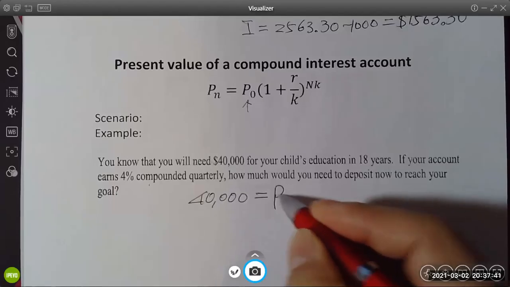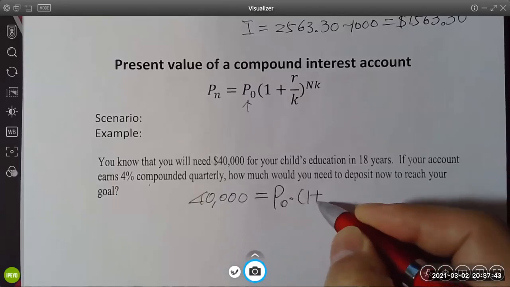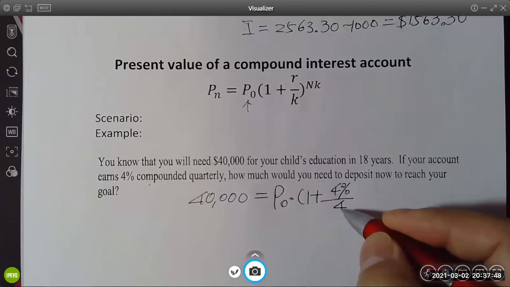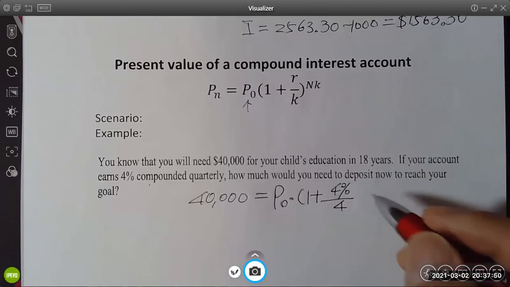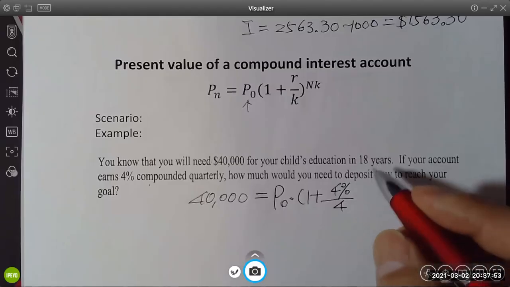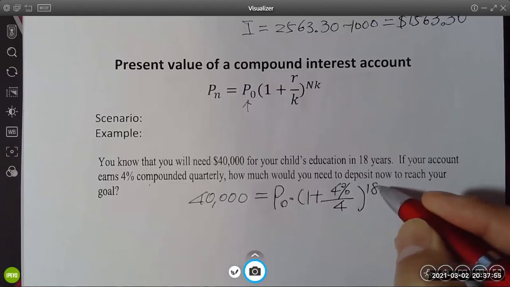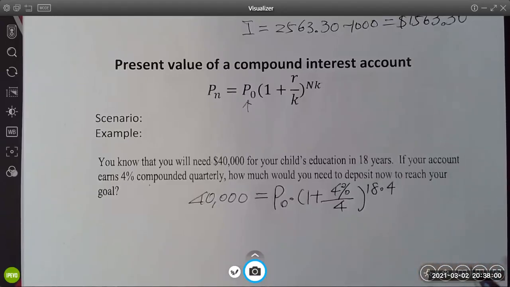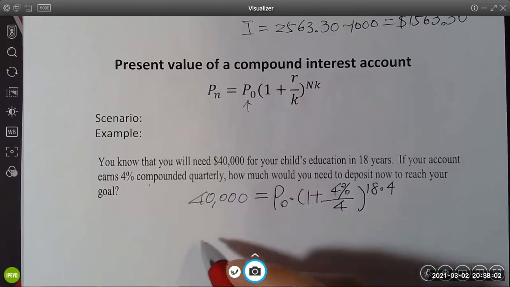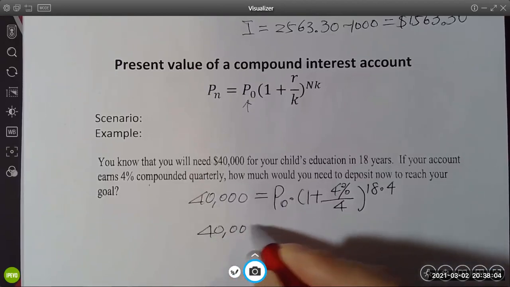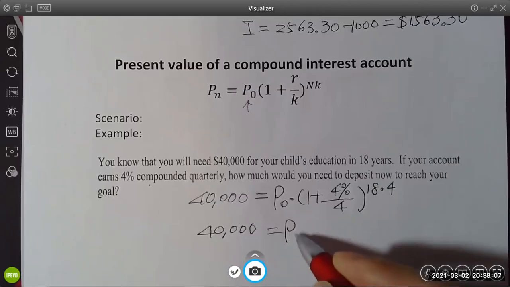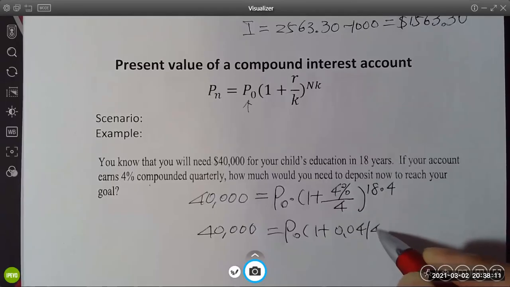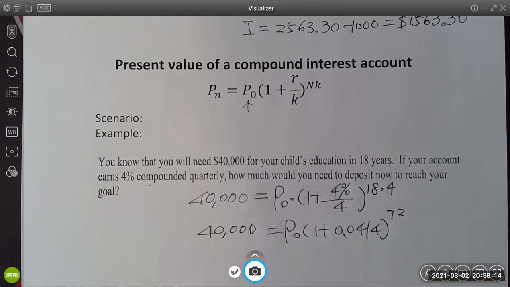So equal to P0 times 1 plus the interest rate, 4%, compounded quarterly, that means we do it 4 times a year. And K represents how many times the account is compounded per year, and we have 18 years, and each year we do it 4 times. Totally, it will be compounded 72 times. So let's say 40,000 equals P0 times 1 plus 0.04 over 4 to the power of 72.